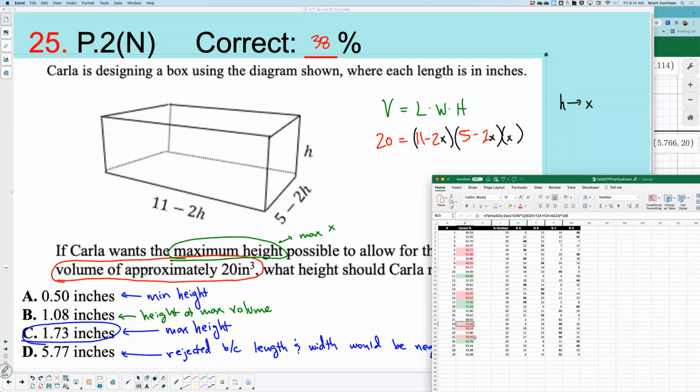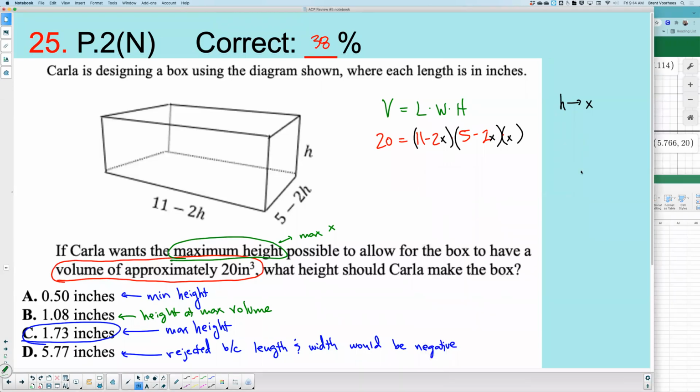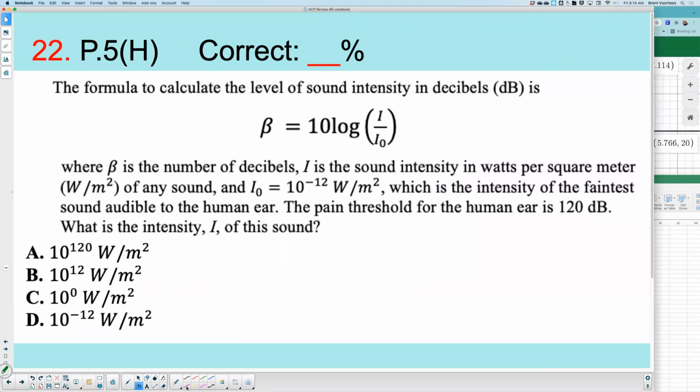The next lowest scored is 22. So let's take a look at 22 now. Whenever you see a problem like this, it should be your best friend. If you have a problem and you see a formula given to you just like this, it's your best friend.